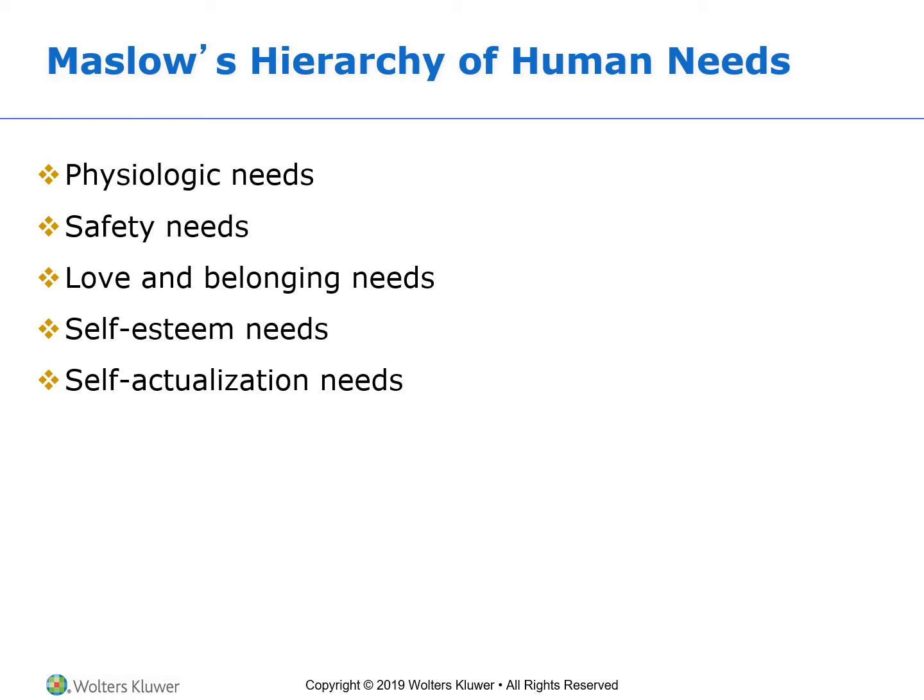And then self-actualization needs. These are the highest level of the hierarchy needs. And this includes the need for us to reach or fulfill our fullest potential. So when we're trying to better ourselves and make ourselves better, and we're developing these unique capabilities.